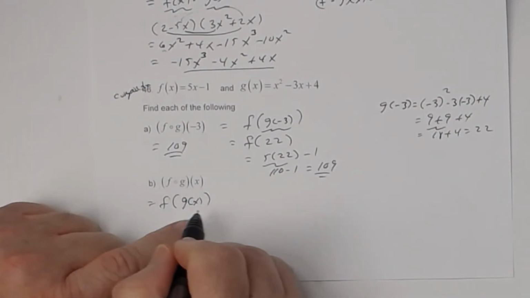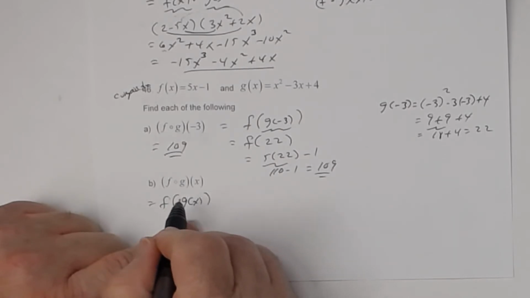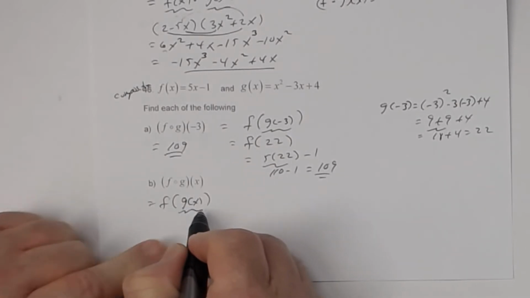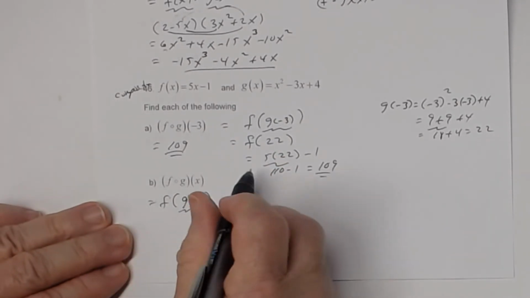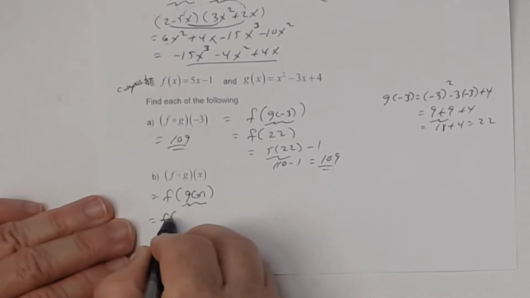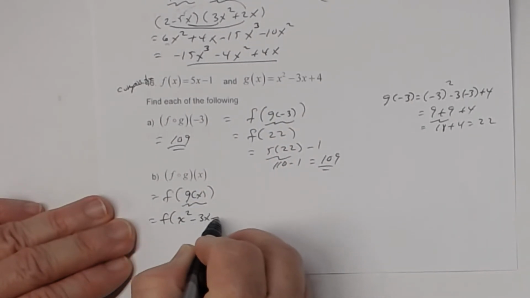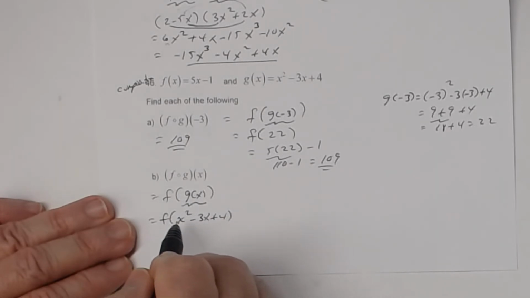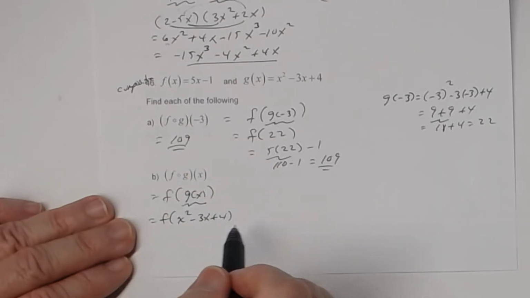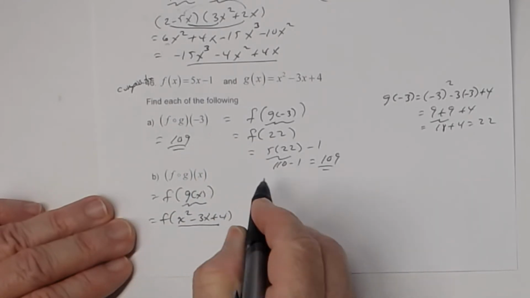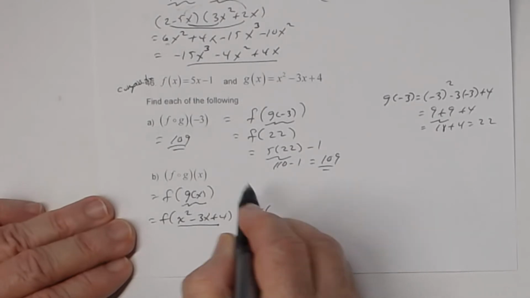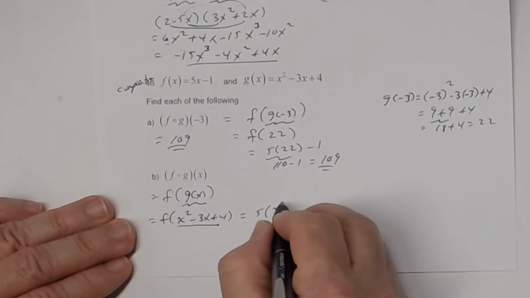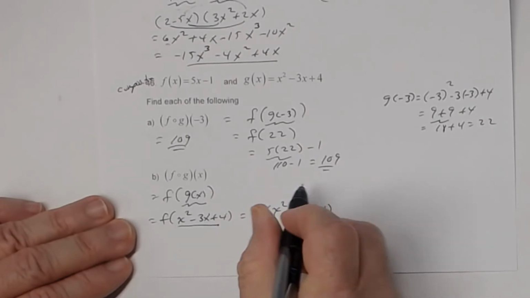And then I look at the innermost function. The innermost function is g of x. I know what g of x is. That's this right here, this quadratic function. So I get f of x squared minus 3x plus 4. What this means now is I go to my function f, and wherever I see the variable x, I substitute that expression right here. So that becomes 5 times, and then I substitute that trinomial, 5 times x squared minus 3x plus 4, and then I subtract 1.